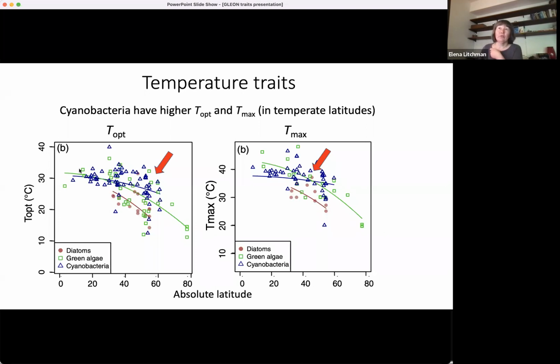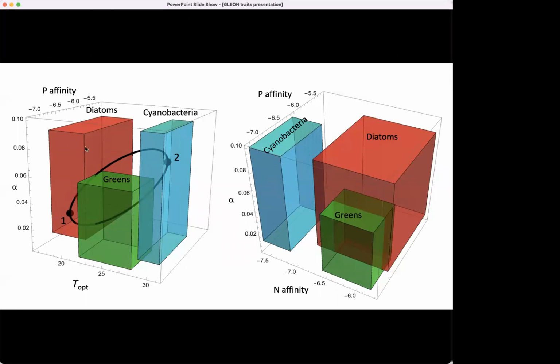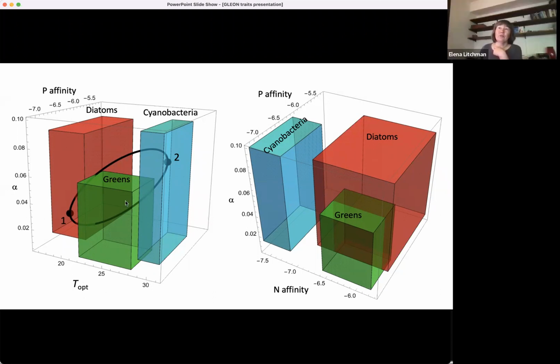So it's really important to get the trait information, not only for temperate lakes, but for lakes along the latitudinal gradient, and measure traits of different species and different isolates. When we put these trait ranges together in a three-dimensional plane, for example, we find that these different groups of algae, diatoms, cyanobacteria, and green algae, do differ. They are not on top of each other in terms of their trait values, but they're separated in this trait space, which is really interesting.